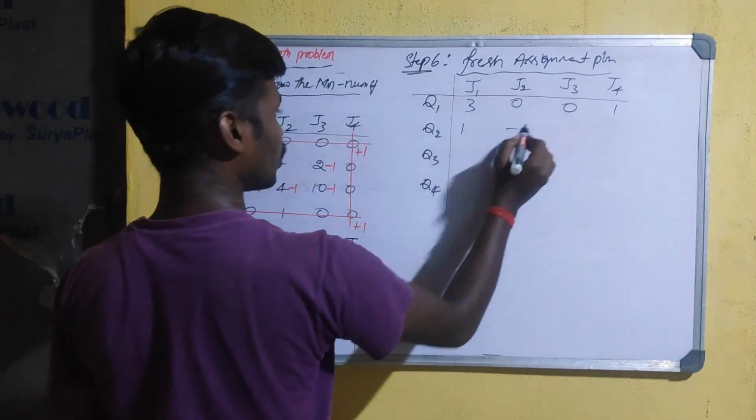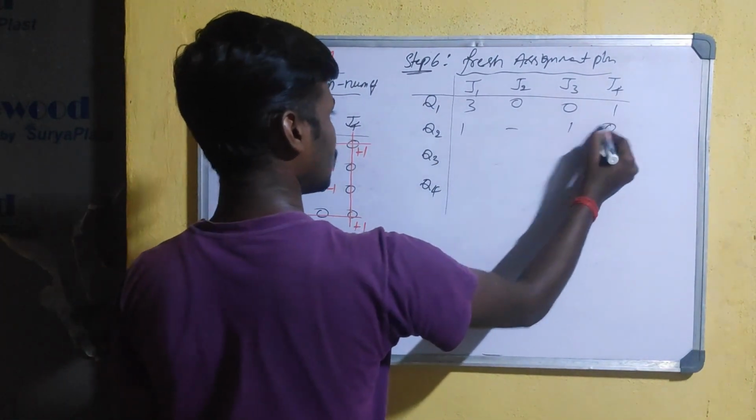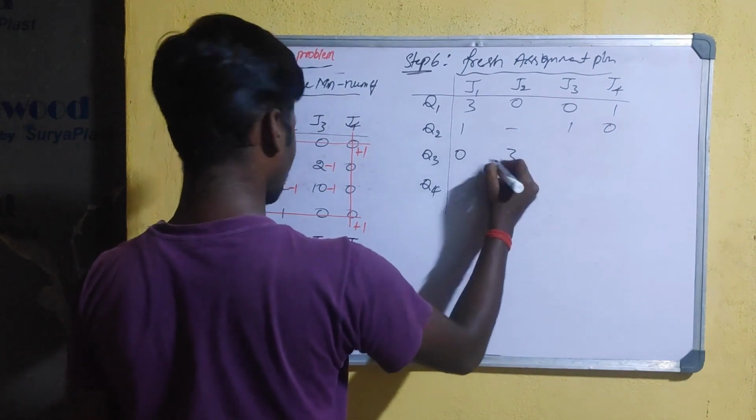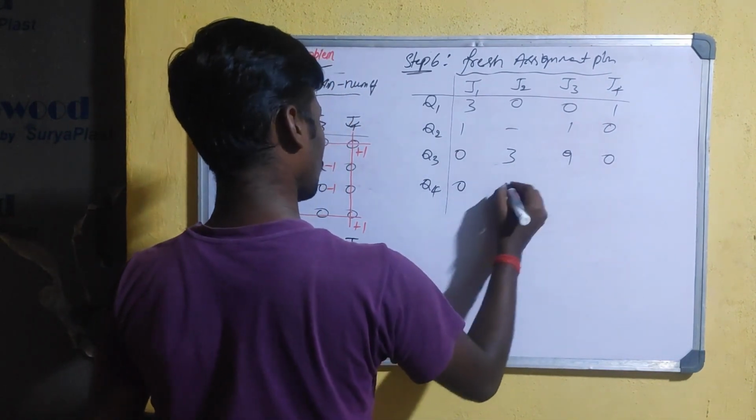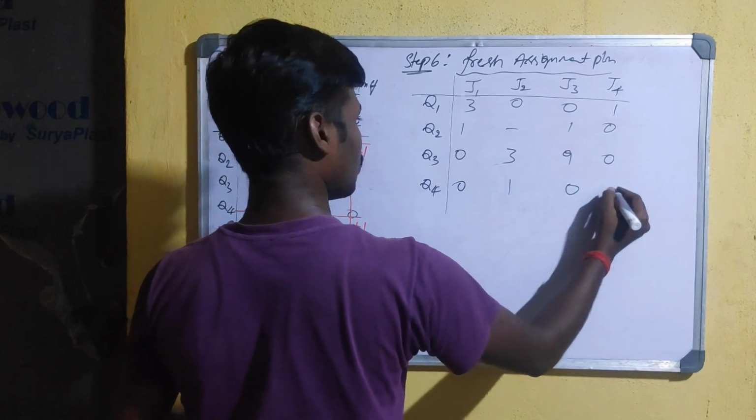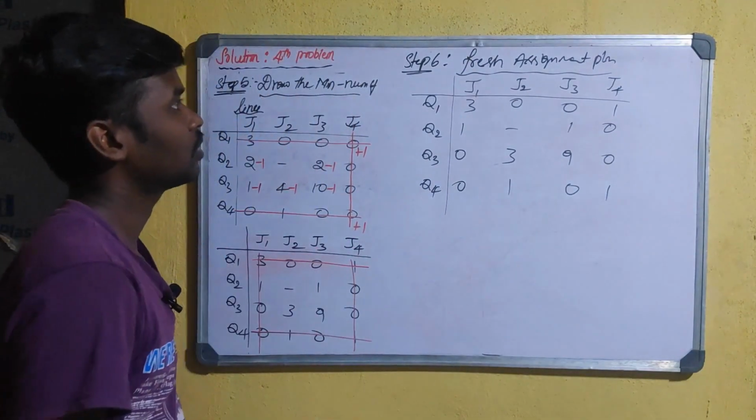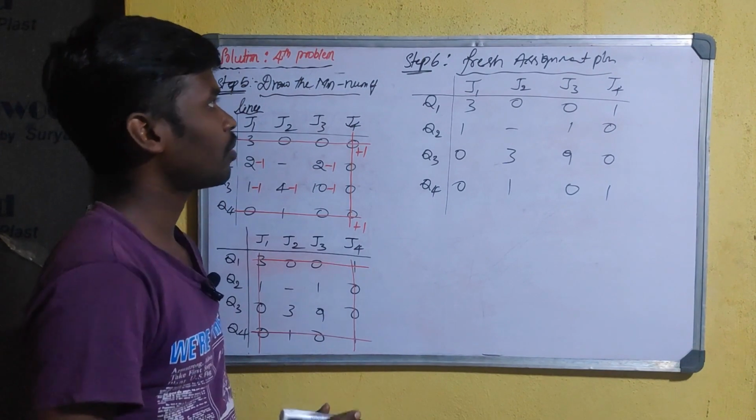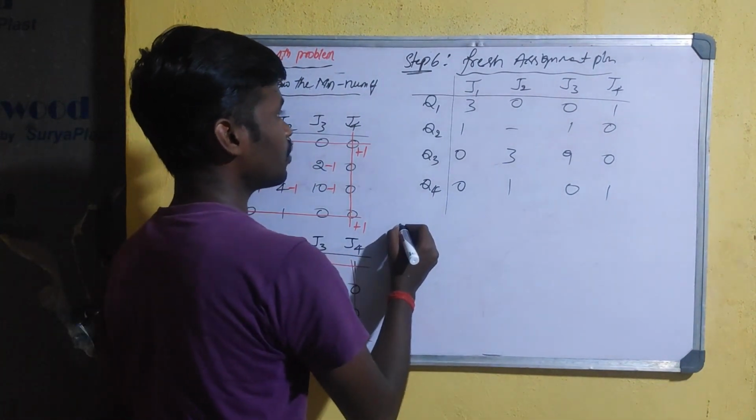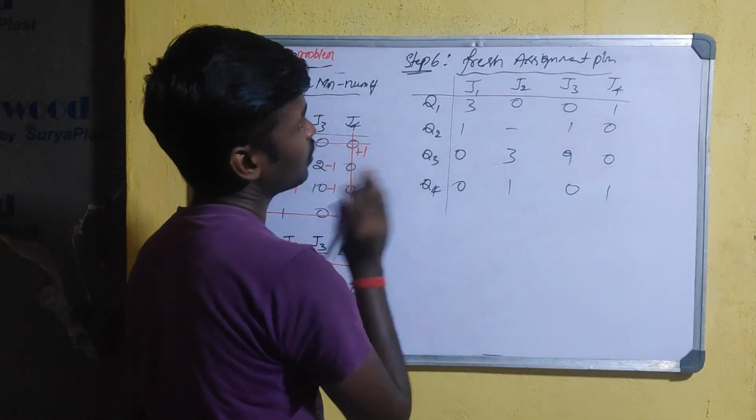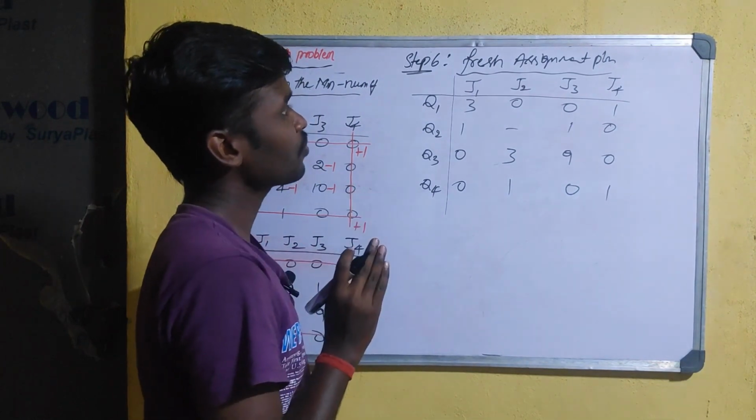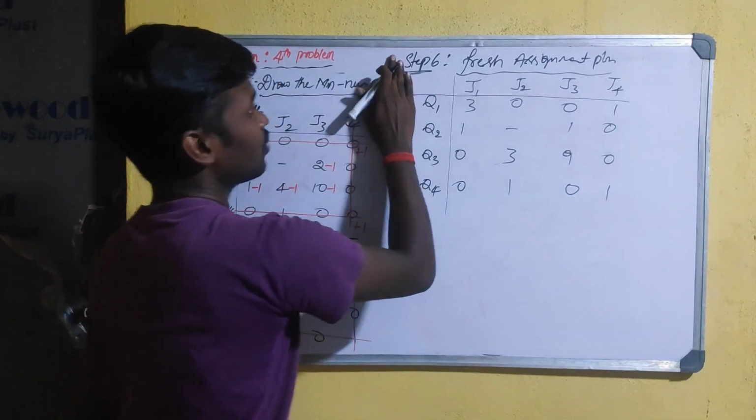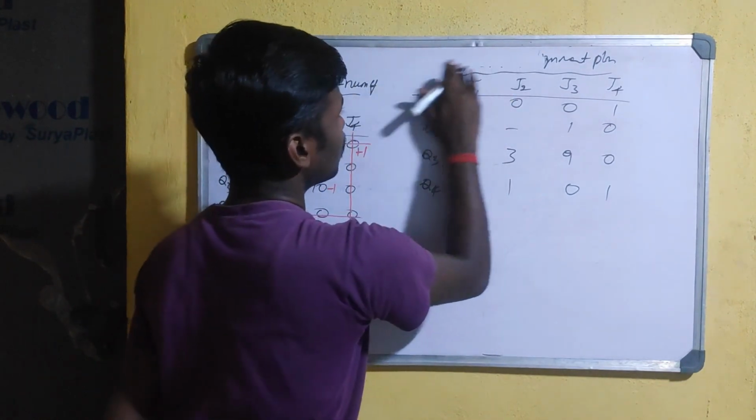Next 1, you have to ignore this. Next 1 0. Next 0 3 9 0. Next 0 1 0. Again 1. So this is the fresh assignment problem. So next step. So I already written the fresh assignment problem.